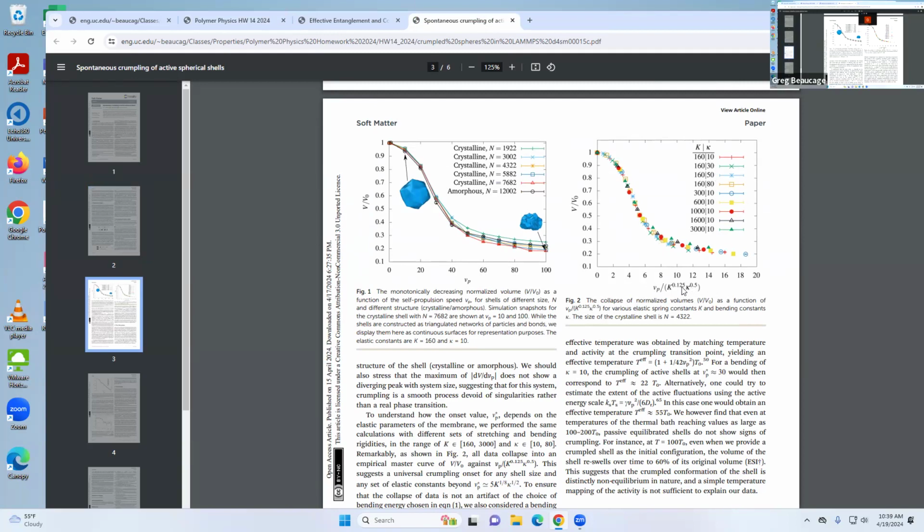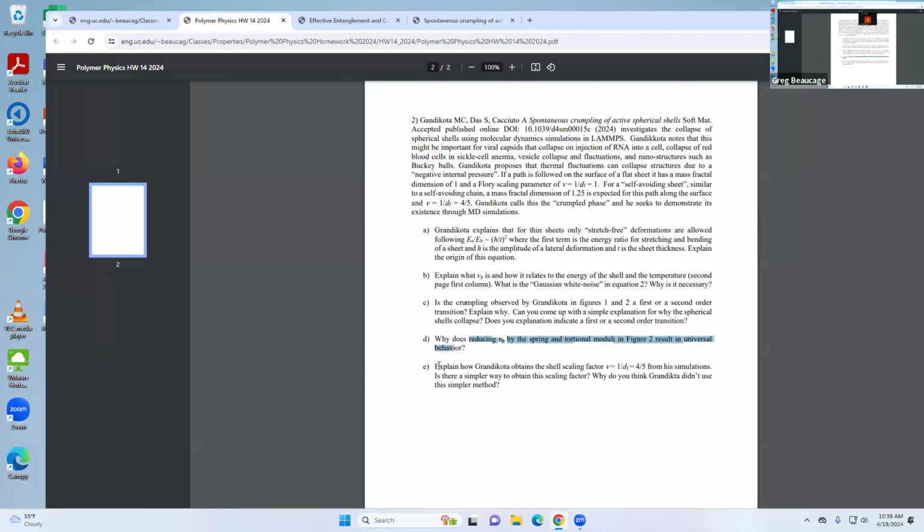And then the 1.25 doesn't make that much sense. But basically, VP is going to depend on the spring constant and the bending coefficient, the two of those. So that's kind of the answer, I guess, to that. I mean, it kind of has to depend on those.